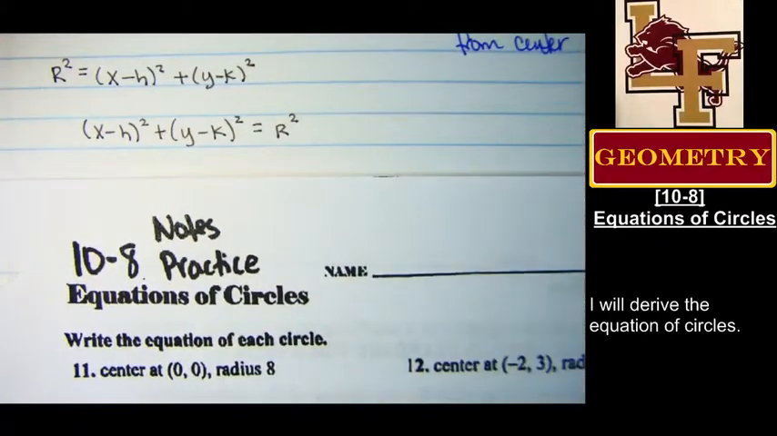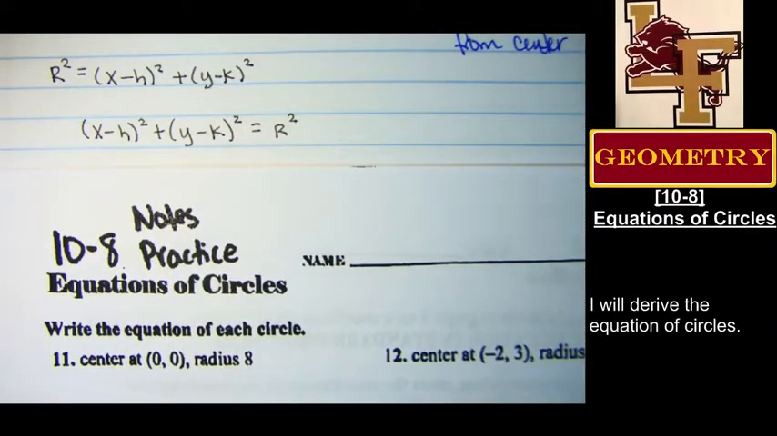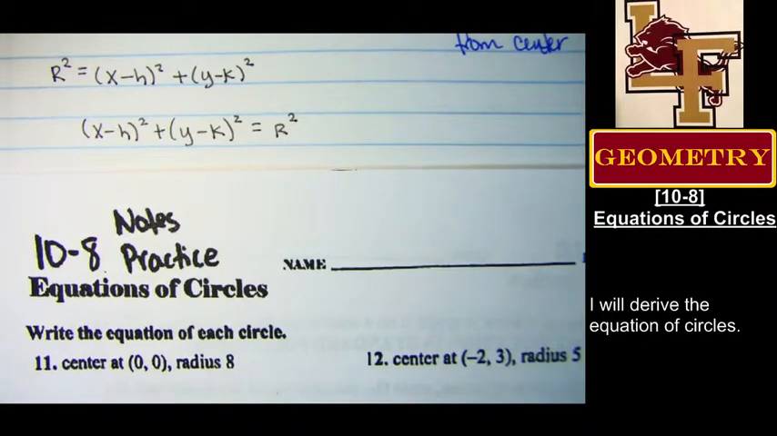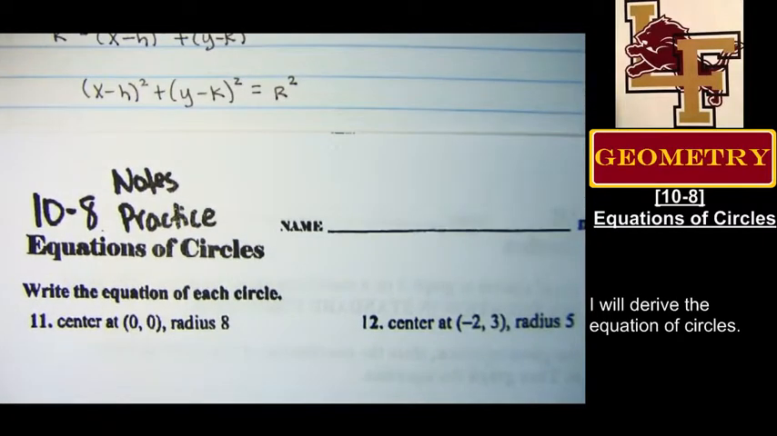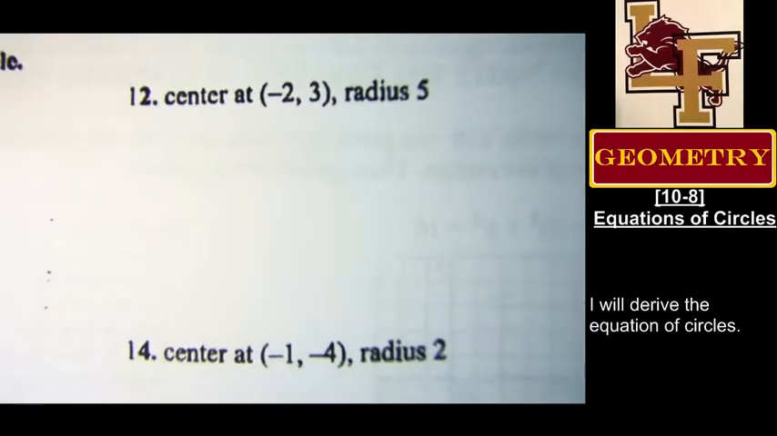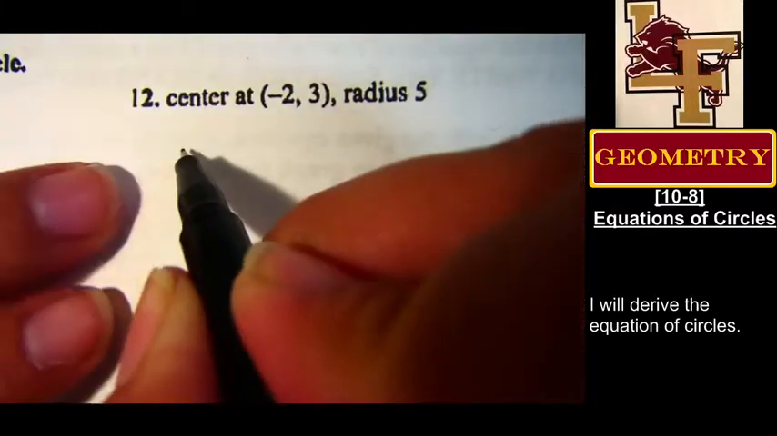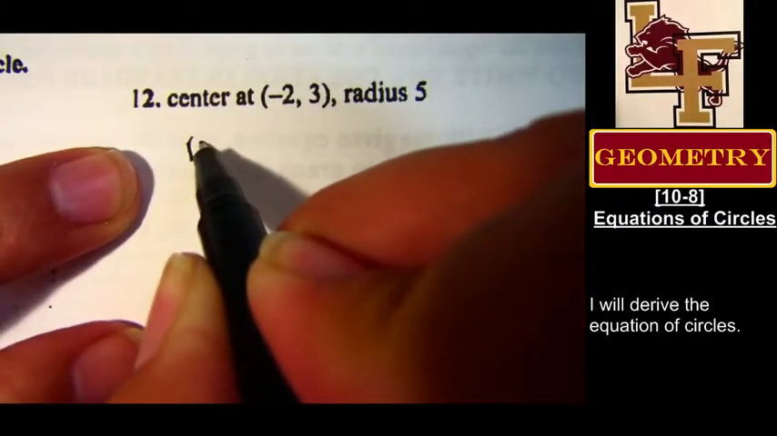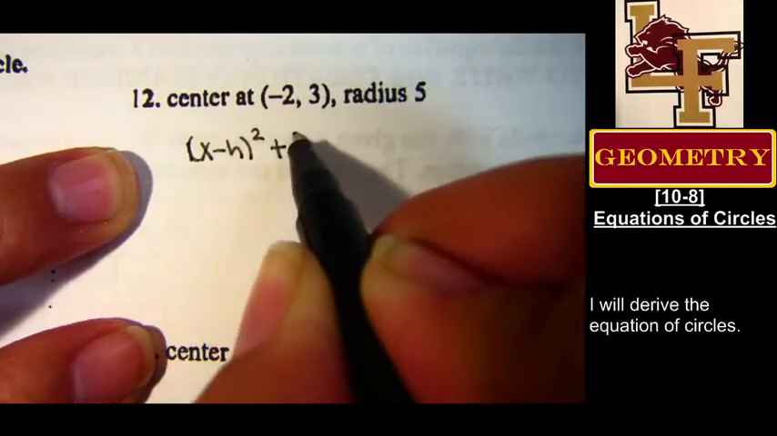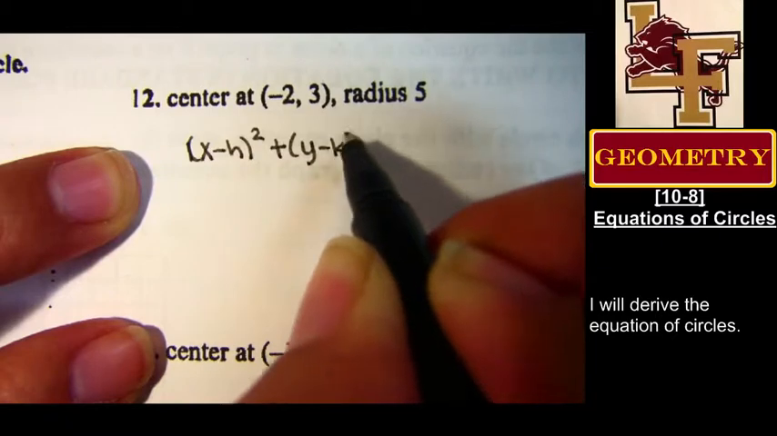Okay, so we're on our notes practice, ladies. Do you want to look at 11 or at 12? It's your choice, whichever you like best. Number 12? Okay, we're going to look at number 12. Number 12 says, write the equation of this circle. So the first thing I'm going to do is write the standard form for the equation of a circle.